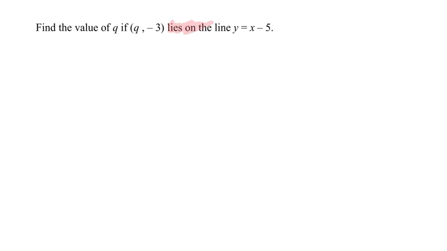Given that a point lies on the line, we are supposed to find the unknown coordinate, in this case the value of q. Now the moment they share with us that a point is on the line, that means I can safely say that if this is going to be my x, then the corresponding value of -3 will be the y coordinate, and they should satisfy this equation, y equals x minus 5.